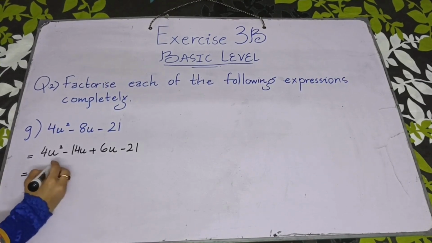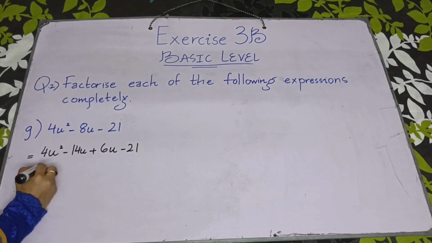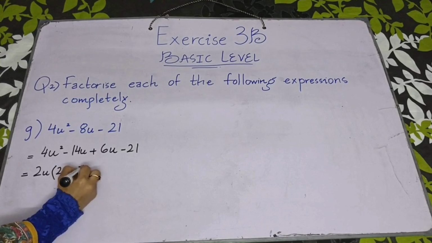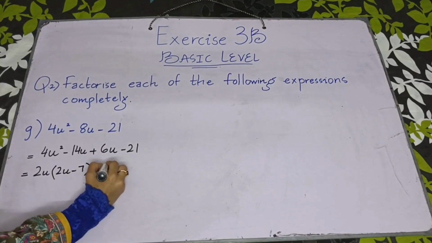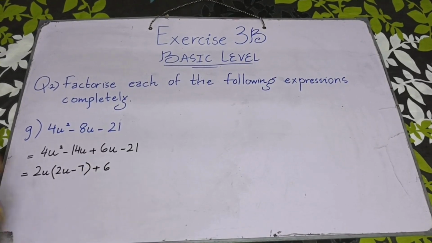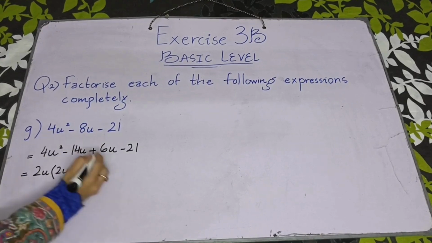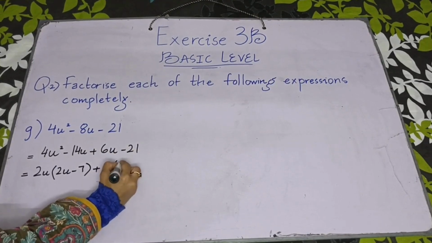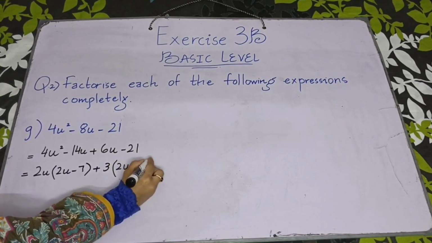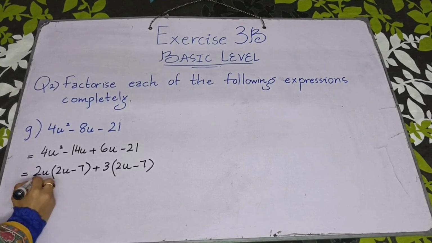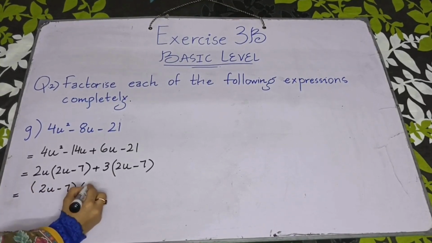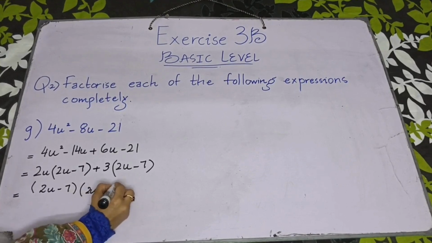Again common. What will be the common? 2u will be the common. 2u minus 7 plus 6 will be the common. 6 will not. 3 will be the common, because 6 and 21 come in the 3 times table. Minus 7. See, the brackets are the same. 2u minus 7 and 2u plus 3.